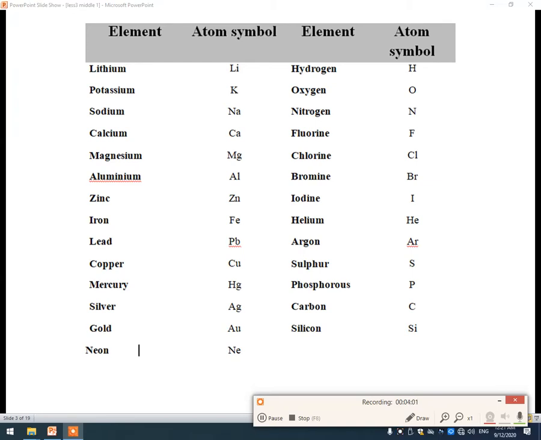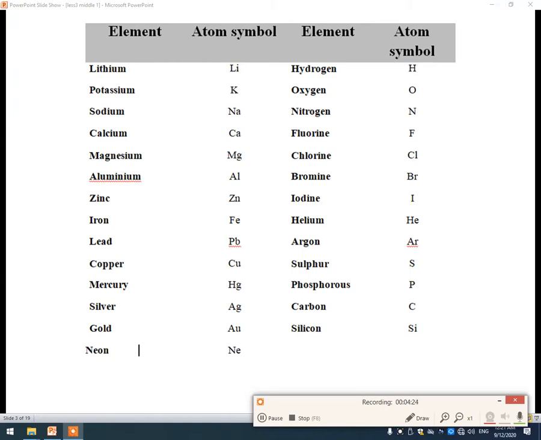Next, iron. Its symbol comes from a Latin name, which is ferrum. So iron was called ferrum in Latin. So its symbol will be Fe, which comes from ferrum. The first letter will be a capital F and the second letter a small e.